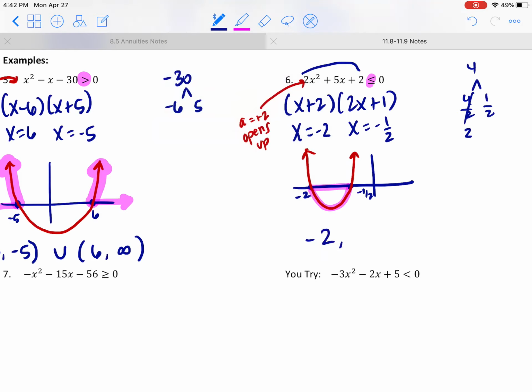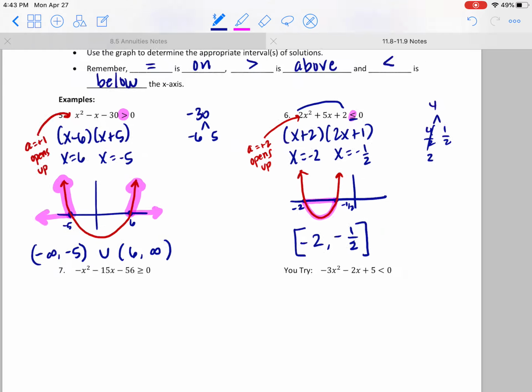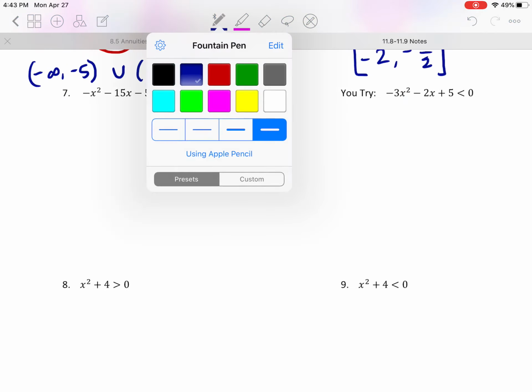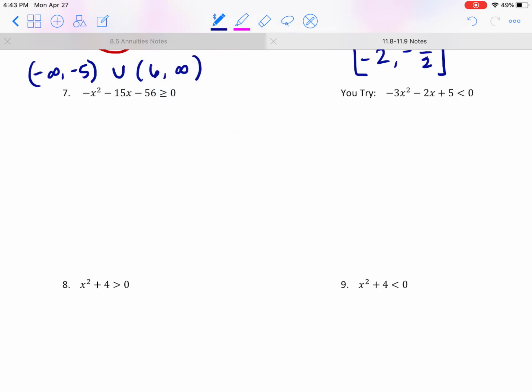In this case, in particular, we're asked where is it below the x-axis, less than or equal to, is below or on. So this piece is below, and that starts here and stops here. So the solution set corresponds to the interval that starts at negative 2 and stops at negative 1/2. And because this one has the equal to, we're going to include those endpoints with brackets. And that is our solution set for that inequality.